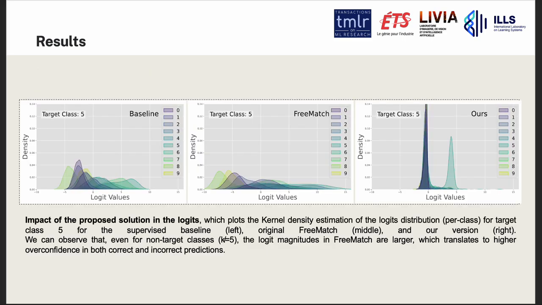These results highlight the impact of our approach. In the kernel density estimation of logit distribution for a specific target class, which in this case is 5, our method has noticeably improved calibration. Moreover, we can see that even for non-target classes, our approach leads to a reduction in logit magnitudes, indicating reduced overconfidence.